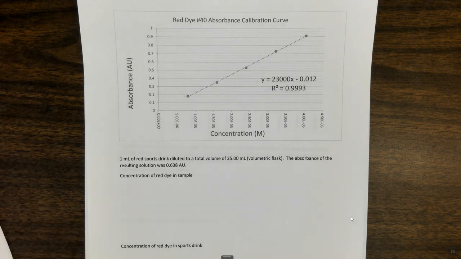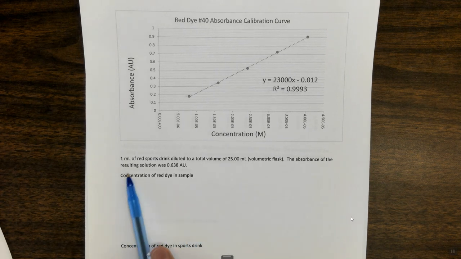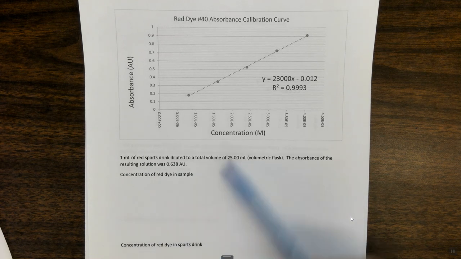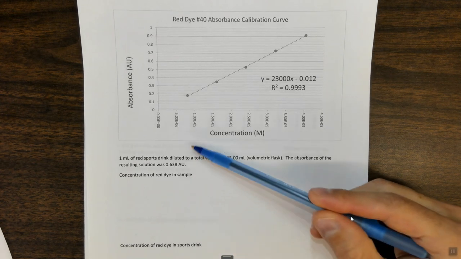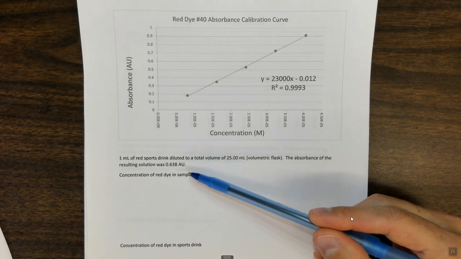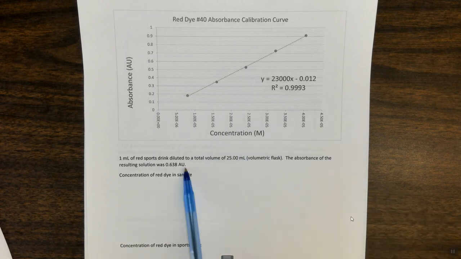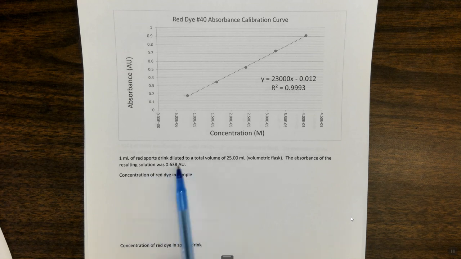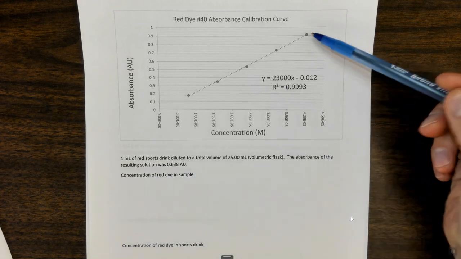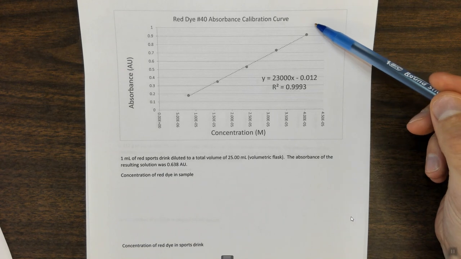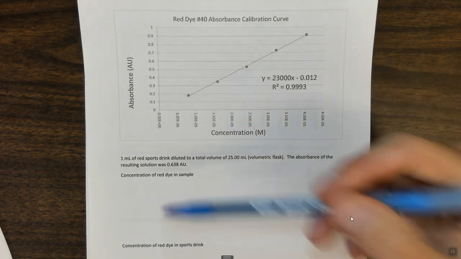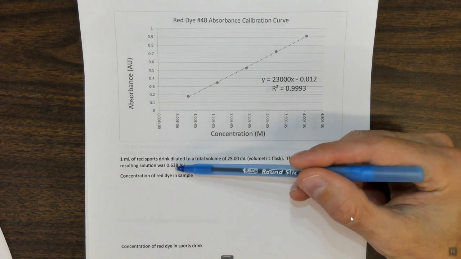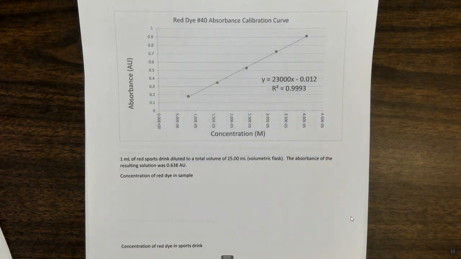So the first thing that I want to do is calculate the concentration of the red dye in the sample, because I diluted this sample. And then I want to find the concentration of the red dye in the sports drink. Notice these are not the same thing because I didn't measure the red dye in the sports drink directly. Why not? Because if 1 in 25 is 0.638 AUs, then the full red sports drink is certainly not going to be on the calibration curve. It's certainly not going to have an absorbance between 0.1 and 1. Because I diluted it 25 times, and here it is. So it'd be theoretically 25 times higher than that.